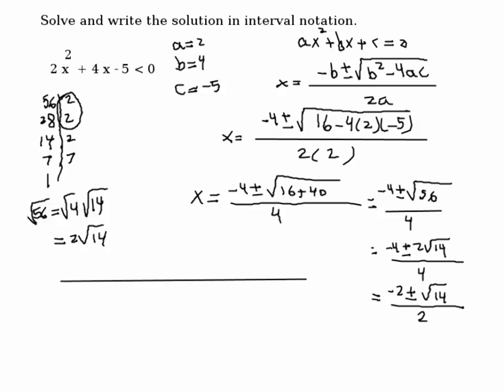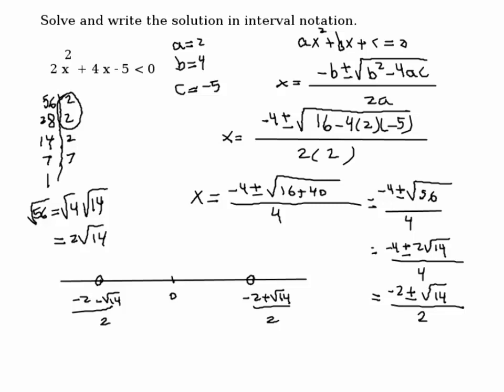Okay, so we have these two values here that would cause this inequality to be equal to 0. So let's just assume these are the points here. This would be minus 2 plus radical 14 over 2. That would be minus 2 minus radical 14 over 2. That's a smaller number.